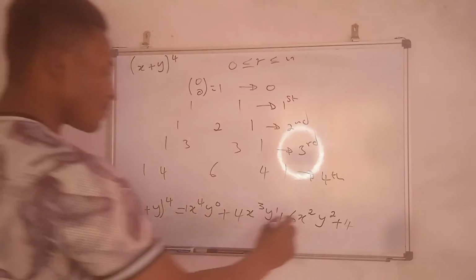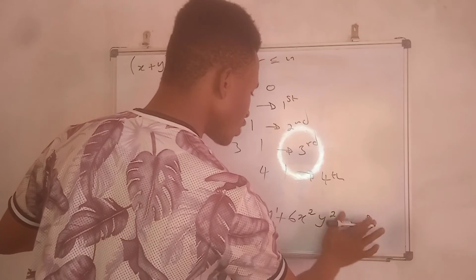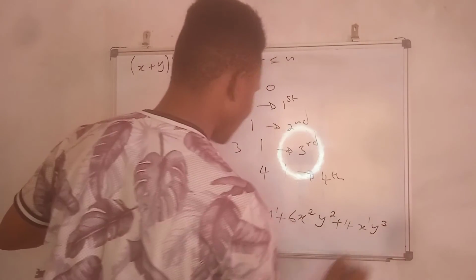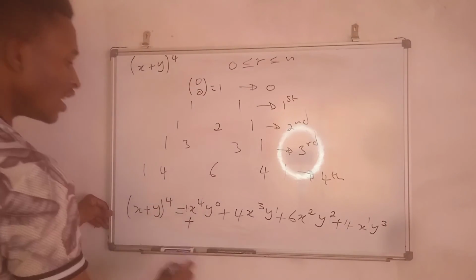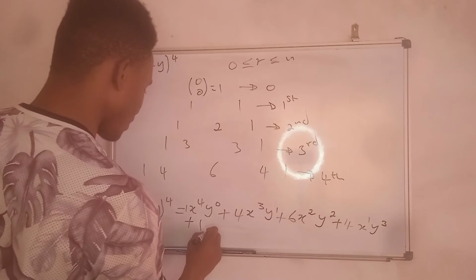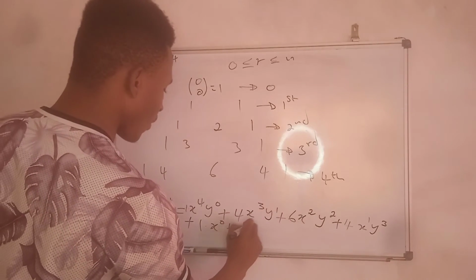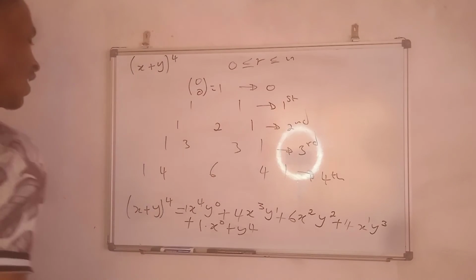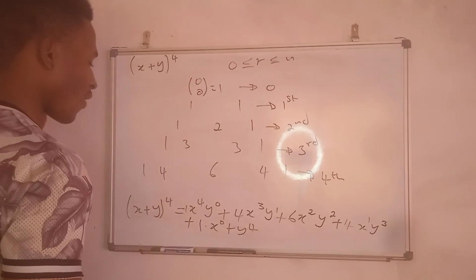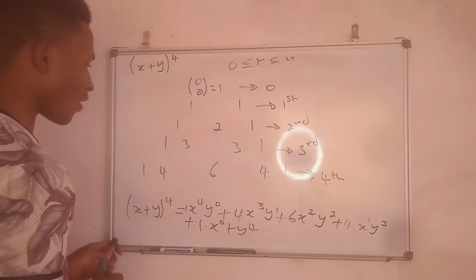What about my fourth? My fourth coefficient is 4. But x is decreasing by 1, so it will be x squared. Sorry, it will be just x to the power 1 and then y to the power 3. Let's go to the last, which will be 1 multiplied by x. But what will be my x? x is 0 plus y to the power 4. In the end, you must have x to the power 4 and y to the power 4.